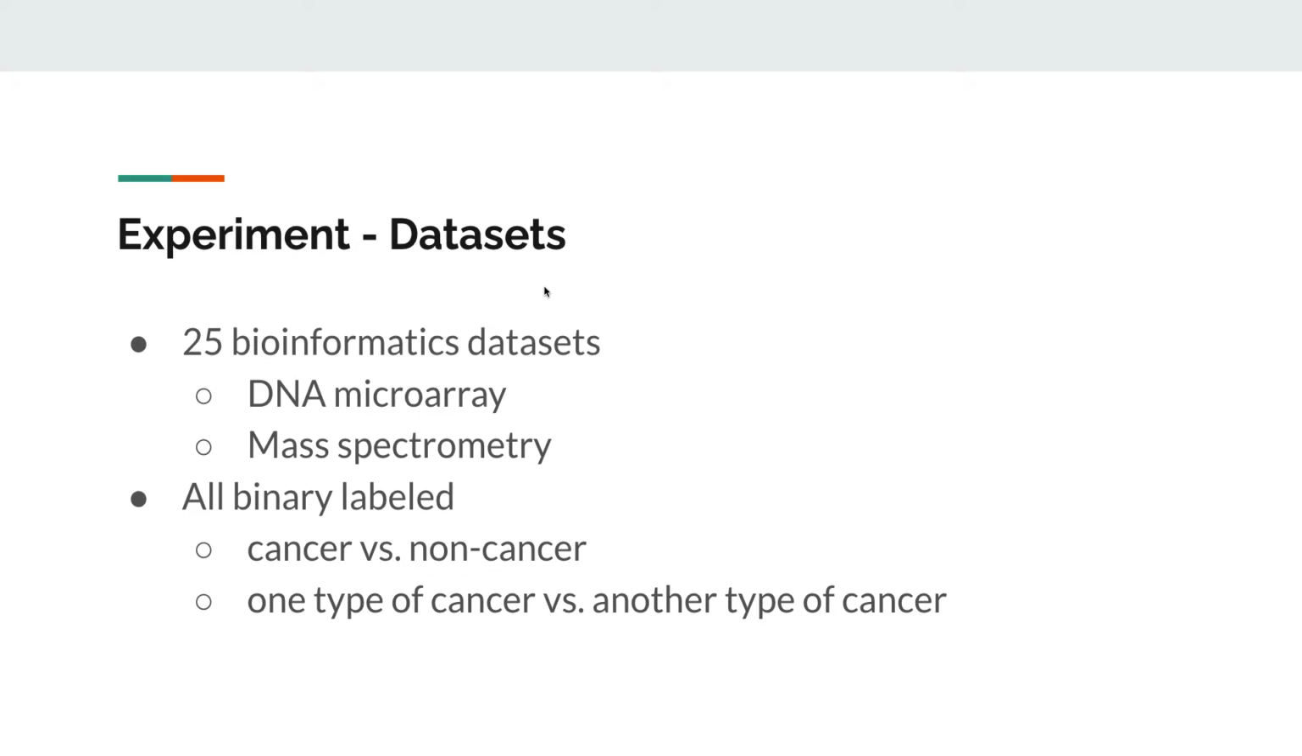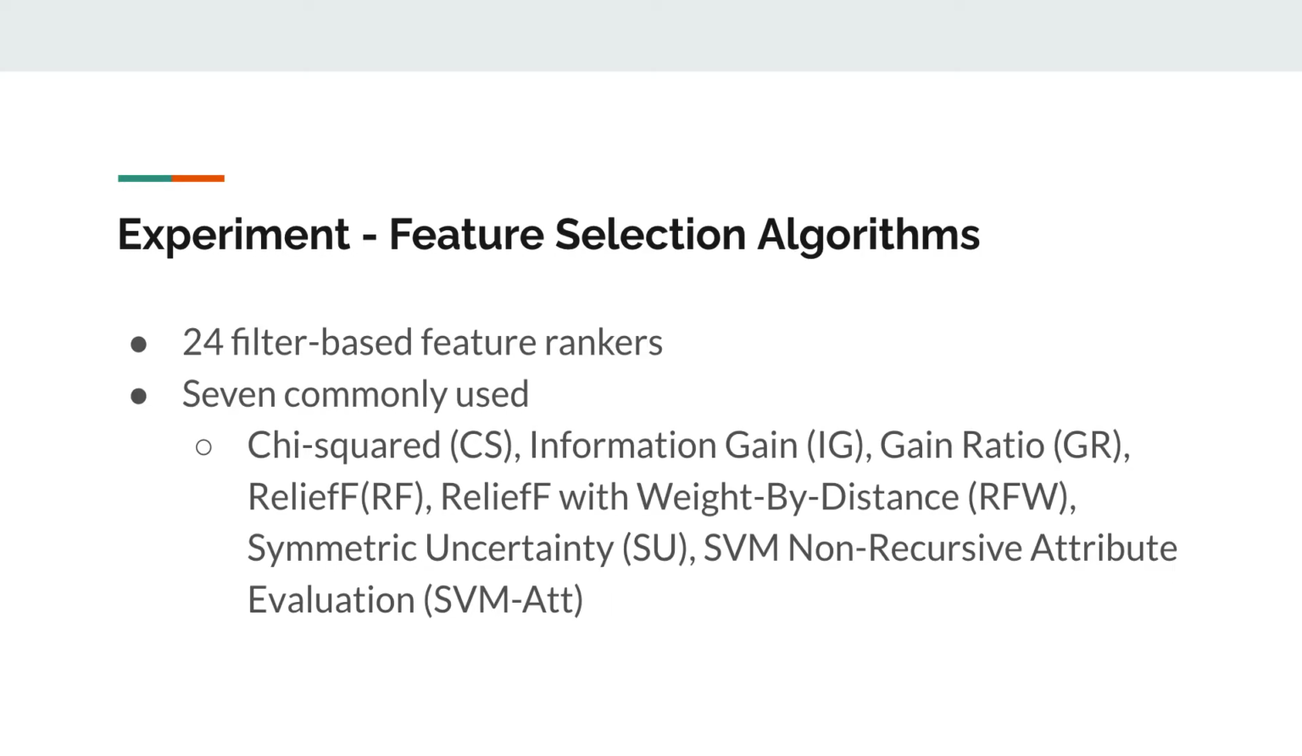To conduct the experiment, the paper first obtained the datasets, which consist of 25 published bioinformatic datasets generated by DNA microarray or mass spectrometry. All the datasets are binary labeled, which means each observation in the data belongs to one of two classes. These two classes can be cancerous or not cancerous cells, or one type of cancer versus another type of cancer. To analyze the performance of feature selection algorithms, the paper selected 24 filter-based feature rankers.